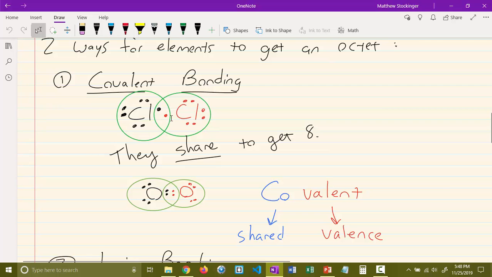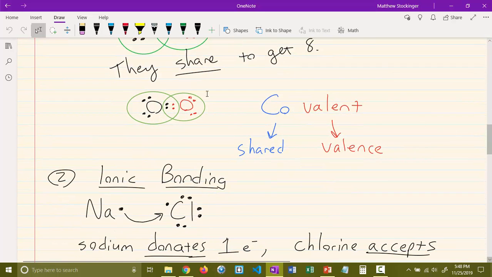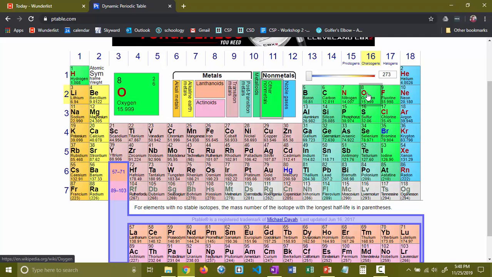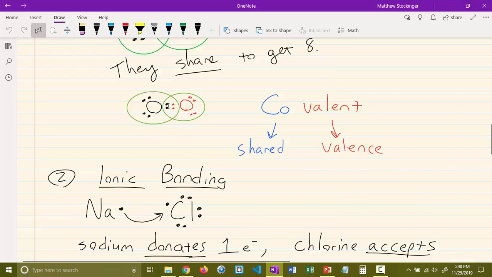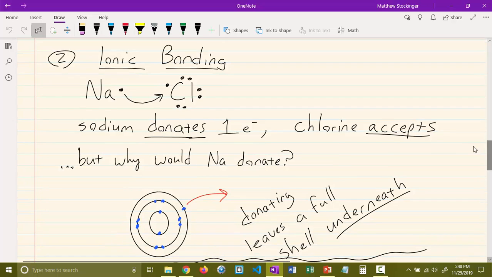They both get 8, they're both happy, and as long as they stay next to each other, that's good to go. Sometimes they share more. Oxygen, for example, has 6 on each oxygen because it's in group 16. So each oxygen would need 2 more electrons to get to 8. If each oxygen shares 2 electrons, then they'll get that. So here on the red one, you can see it has 2, 4, 6 red plus 2 more black is 8 total. And same thing on the other side, as long as they stay together, they're sharing those electrons in the middle and they get their octet rule satisfied. Covalent means shared valence.